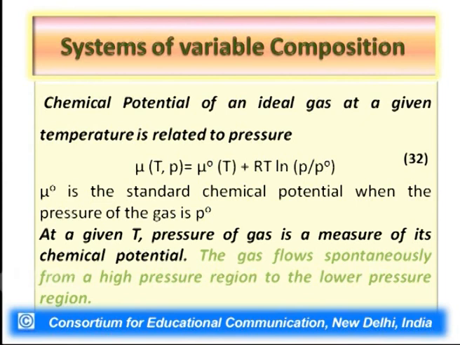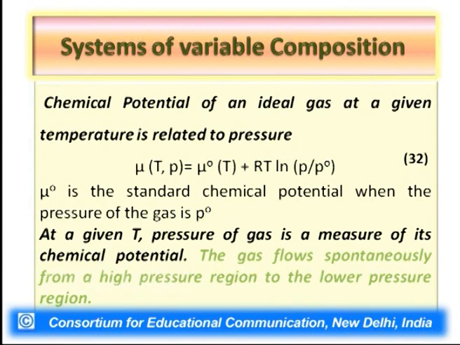So when you specify the value of chemical potential at a specified temperature, it means you know its standard chemical potential value, and all you need to do is know the pressure and how much you need to bring it to that particular pressure, and you can determine its chemical potential.